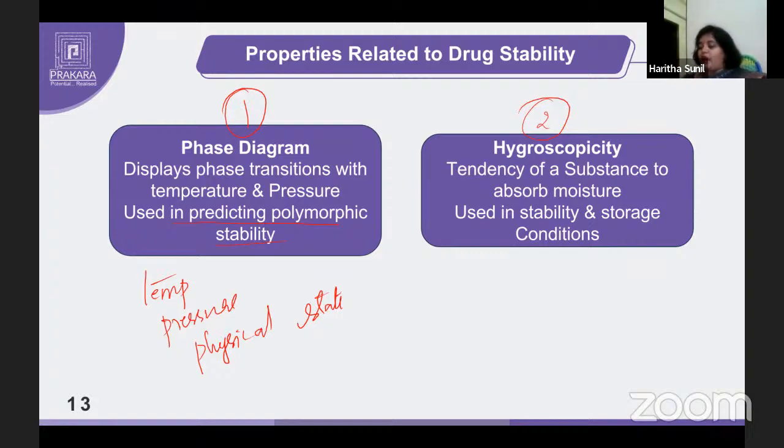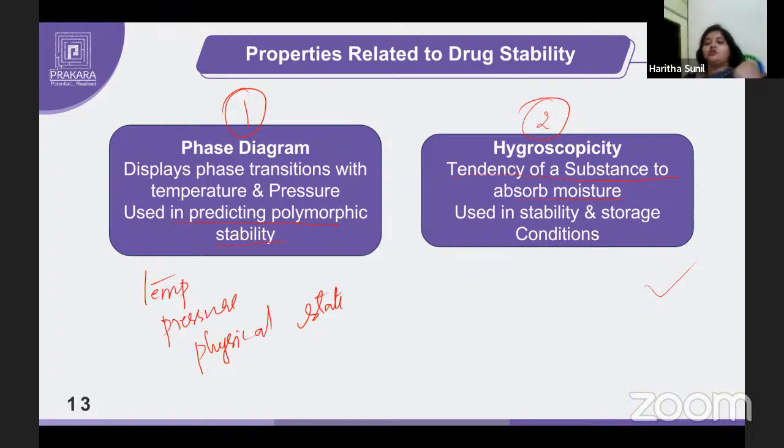And the second one that we have here is hygroscopicity. So what is hygroscopicity? The tendency of a substance to absorb moisture. Okay, the tendency of a substance to absorb moisture is called hygroscopicity. And we have two types of compounds, non-hygroscopic and hygroscopic. As the name suggests, if it is not absorbing water, it is non-hygroscopic. And if it is absorbing moisture and forms a hydrate, then it is hygroscopic in nature.